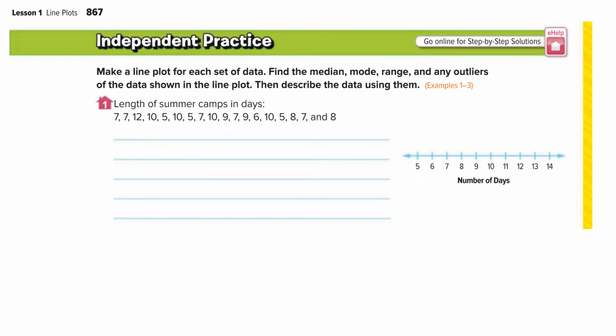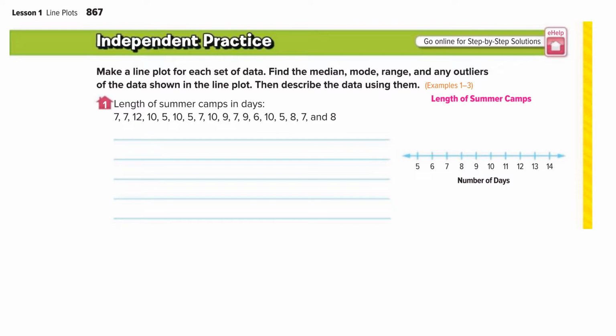Question number 1. Length of summer camps in days. When you go to summer camp, some programs may be 5 days, some camps might be 2 weeks or 14 days. It all depends on what type of camp you go to, and they offer different lengths of time. We're going to make a line plot of the camps that they surveyed, and the first thing we need to do is have a title. Length of summer camps.